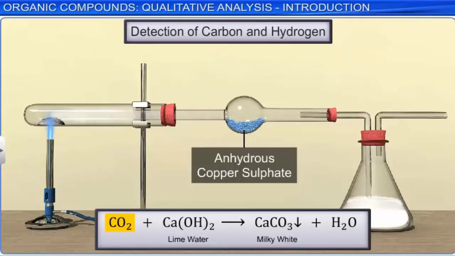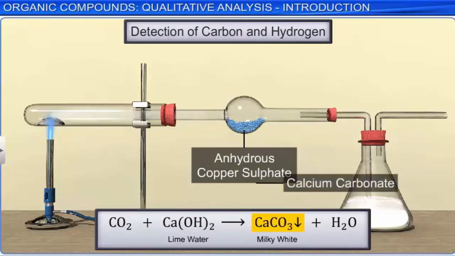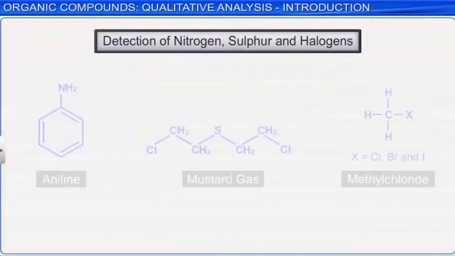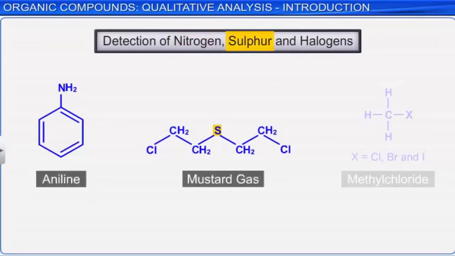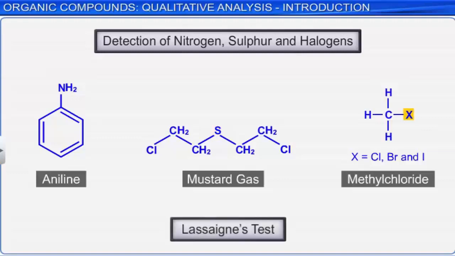When the carbon dioxide formed in the reaction is passed through lime water, that is, calcium hydroxide, a milky white precipitate is formed due to the formation of calcium carbonate. This indicates the presence of carbon in the given compound. Now, let us look at the detection of other elements such as nitrogen, sulfur, and halogens. The presence of nitrogen, sulfur, and halogens can be detected using Lassaigne's test.